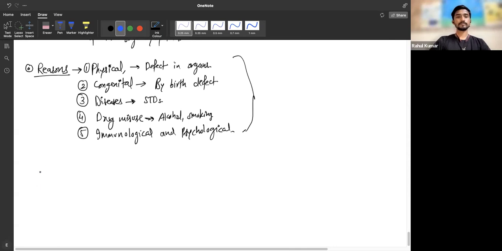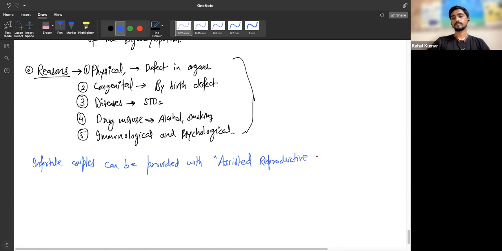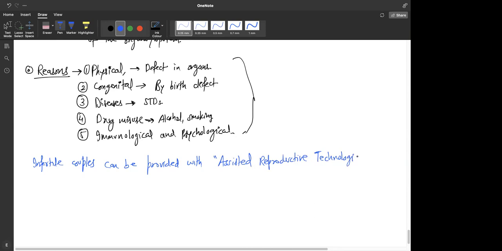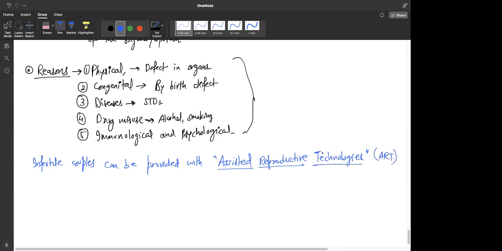Now, what can we do for people who are infertile? So write down, infertile couples can be provided with assisted reproductive techniques. Any idea what are these? Like test tube baby. Like that things. In short, it is called ART, okay? Assisted reproductive techniques or technologies.